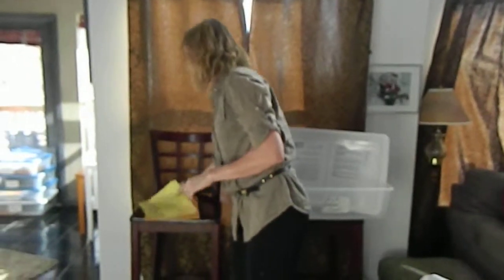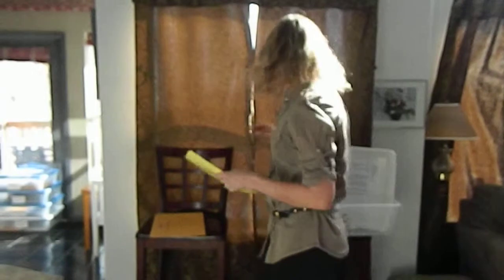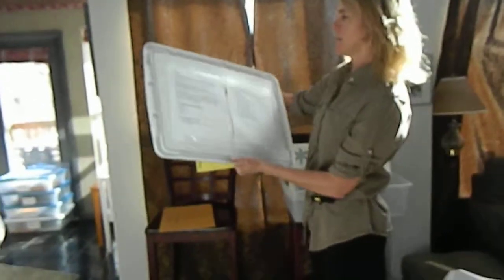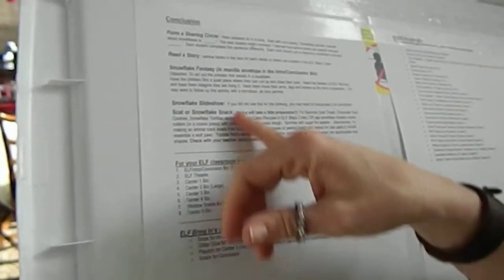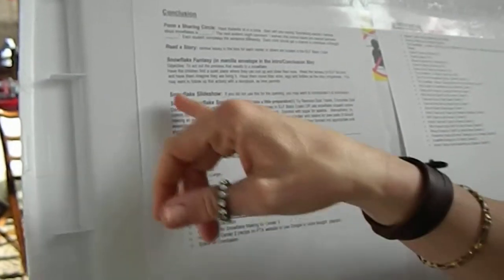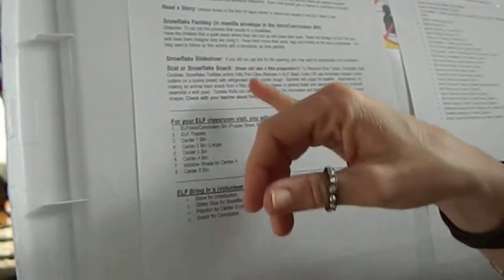So now we're going to skip to the conclusion, which is on the back. And we always say you could have a sharing circle. We could read a story, Snowflake Fantasy, which I'm going to cover in a minute. You could use one of the slideshows. And the kids always love a snack. We have some great recipes on the website, the PTA website, specific to this center.